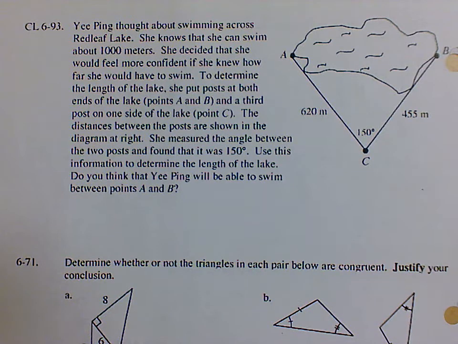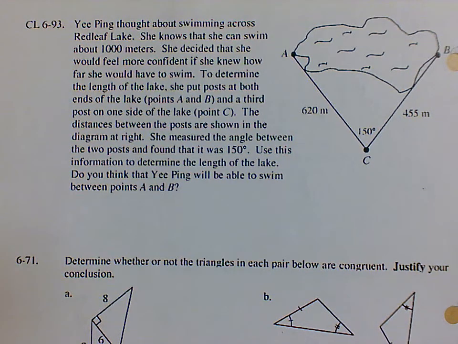To determine the length of the lake, she put posts at both ends of the lake, points A and B, and a third post on one side of the lake, point C. The distances between the posts are shown in the diagram at the right. She measured the angle between the two posts and found that it was 150 degrees. Use this information to determine the length of the lake. Do you think Yi Ping will be able to swim between points A and B?